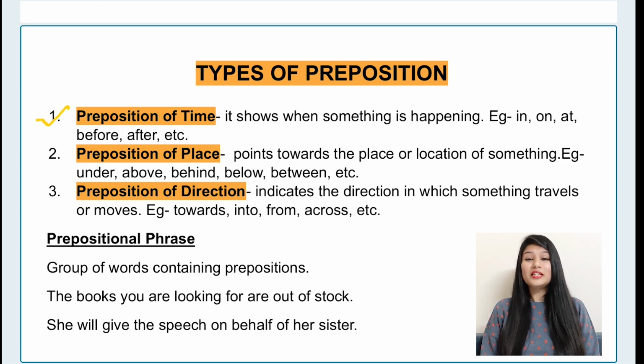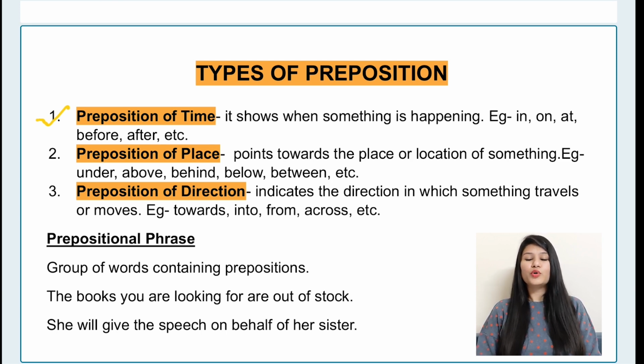We will be meeting on Monday. Here in this sentence, on is the preposition because on is pointing towards Monday, when we are supposed to meet. So on here is answering our question, when will it take place. This is the preposition in the sentence.